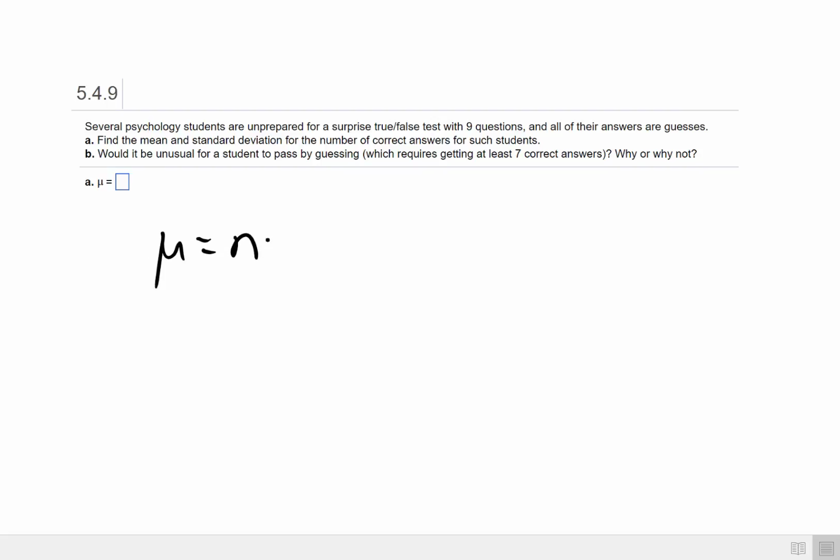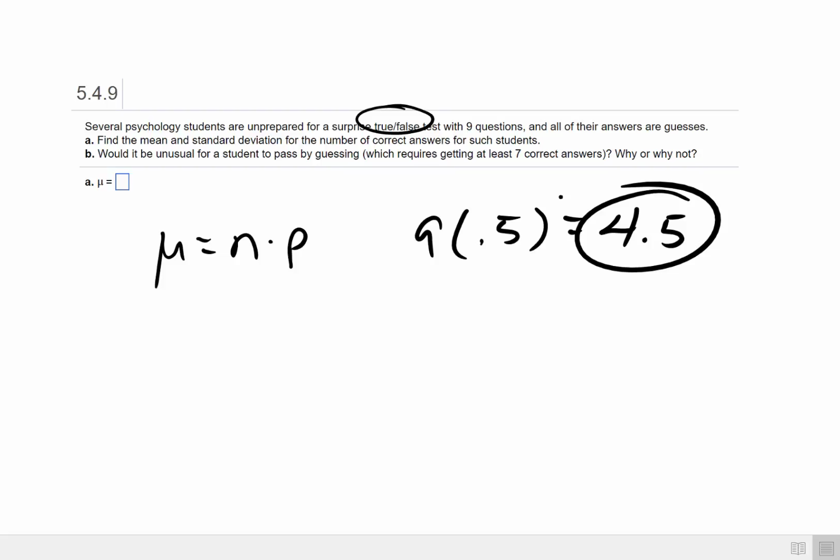So the mean is n times p. And this should just make sense to us naturally, right? So if we have 9 questions, we expect them to get half of them right because it's a true-false test. And so we're going to do n, which is 9, times the probability of getting one correct, which is 0.5, and we get 4.5. So that would be the mean.